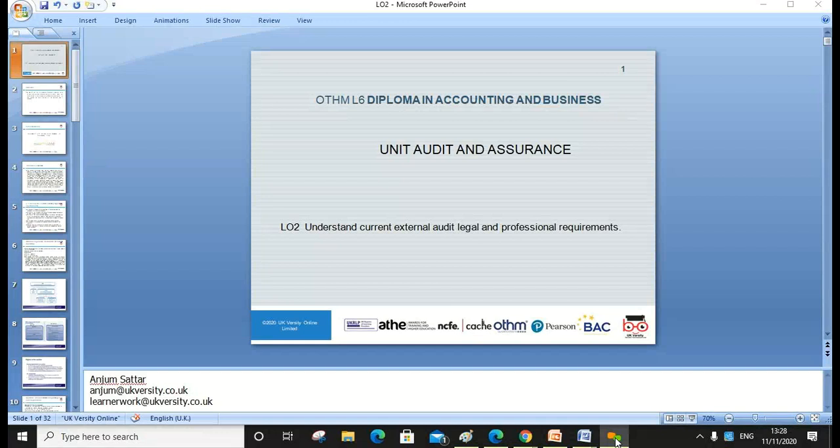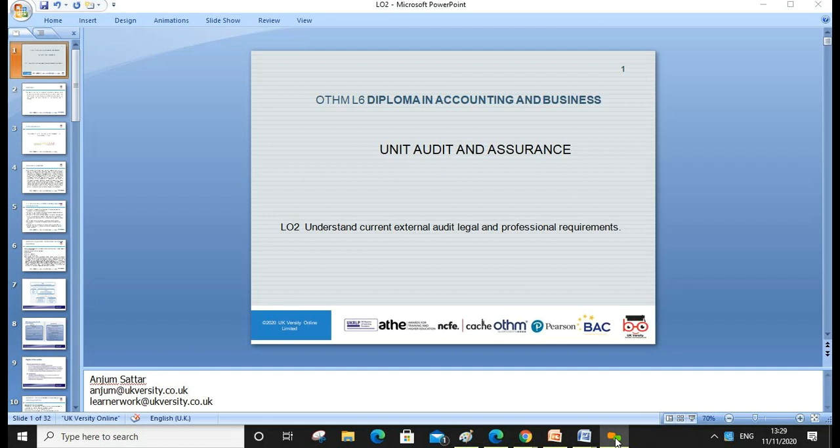This session will go through our LO2 learning outcome: to understand the current external audit legal and professional requirements. So if you want to become an external auditor, what are the legal requirements? Those we will go through. Before starting this session, let's recap what we learned during the previous session. Anything you remember?